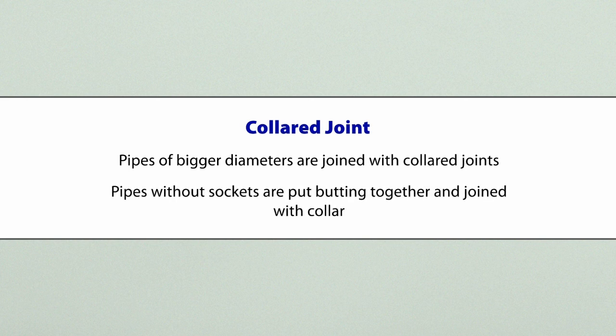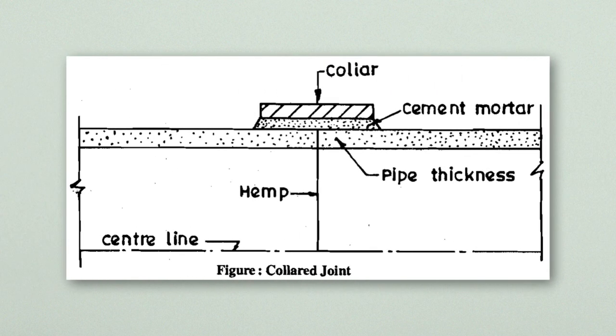Pipes without sockets are put butting together and joined with a collar. Here we are seeing the picture of the collar joint, as we have discussed.